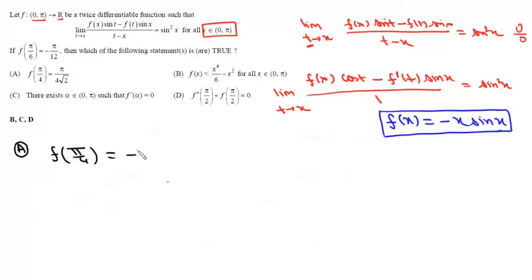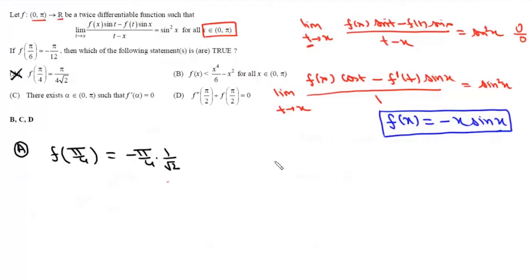Now f(pi/4) is minus pi by 4, and sin(pi/4) is 1 by root 2, so it will be minus pi upon 4 root 2. Option A is incorrect. Now B is f(x) is less than or equal to x to the power 4 upon 6 minus x square.